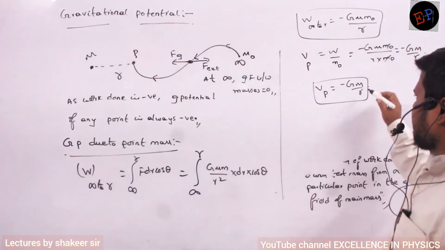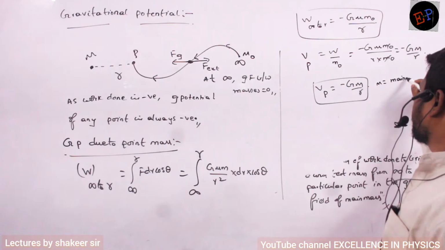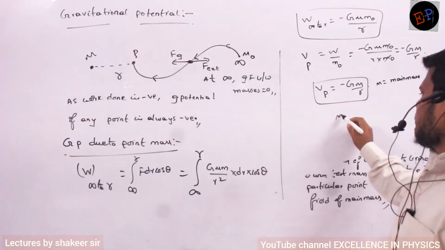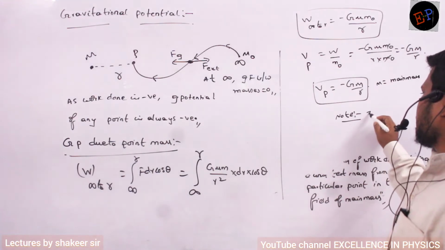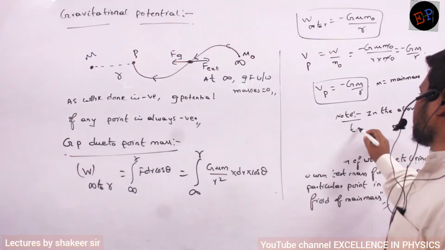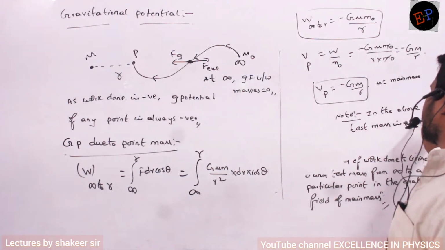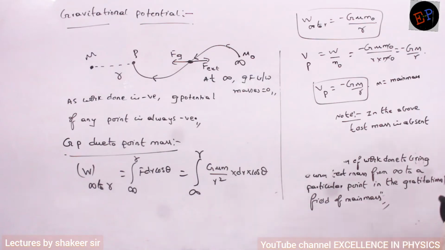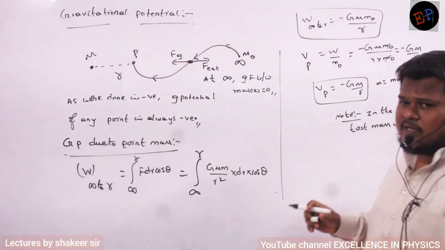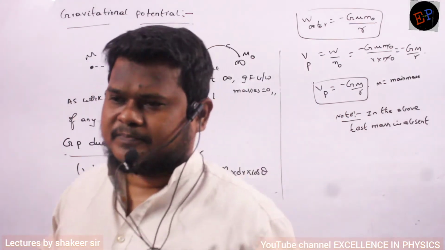And here what is capital M? Capital M means main mass. Test mass is not there in this formula. In the above equation, test mass is not present. If test mass is not present, what do you understand? Gravitational potential doesn't depend on test mass. It depends on the main mass.